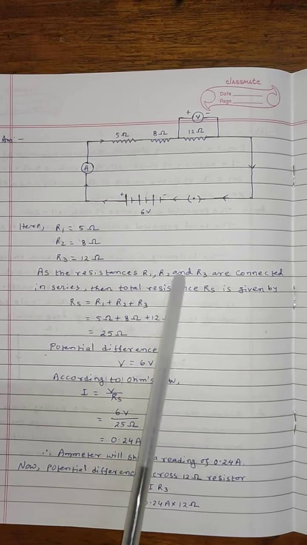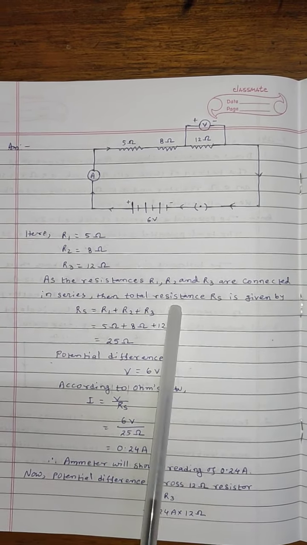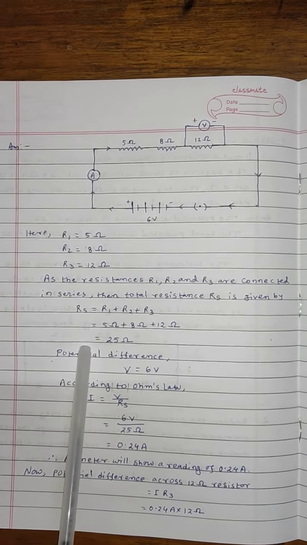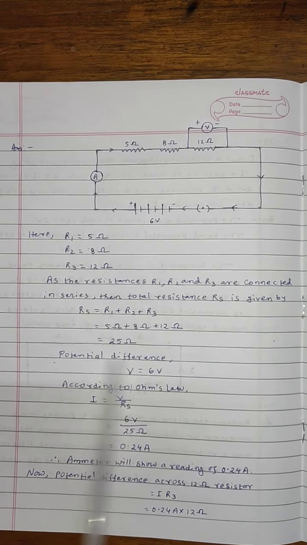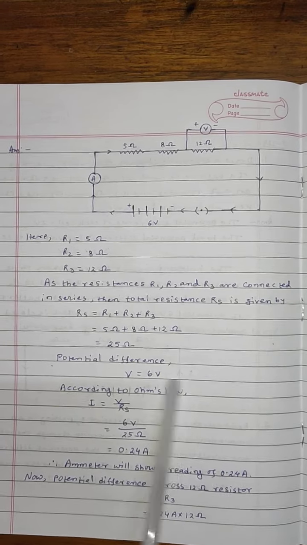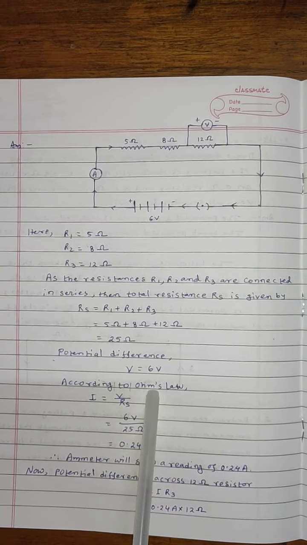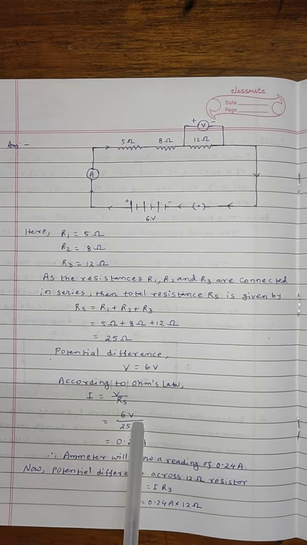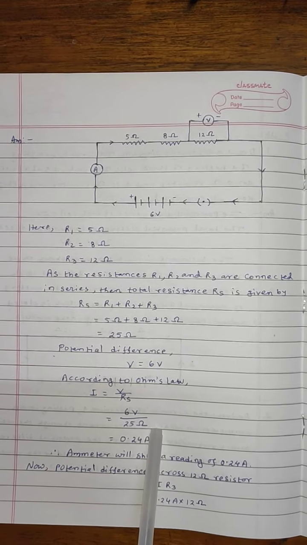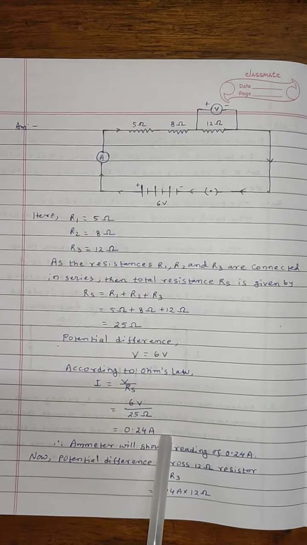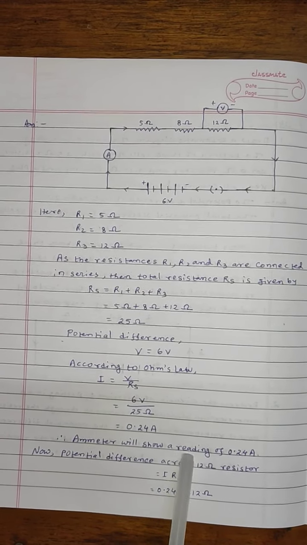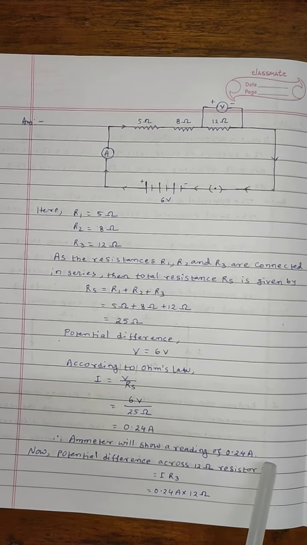As the resistances R1, R2, R3 are connected in series, the total resistance RS is given by RS is equal to R1 plus R2 plus R3. The total comes to 25 ohm. Now the potential difference V is given as 6 volt. According to Ohm's law, I is equal to V by R, so you can write V by RS, that is 6 volt by 25 ohm. After division, it comes to 0.24 ampere. Therefore, the ammeter will show a reading of 0.24 ampere.